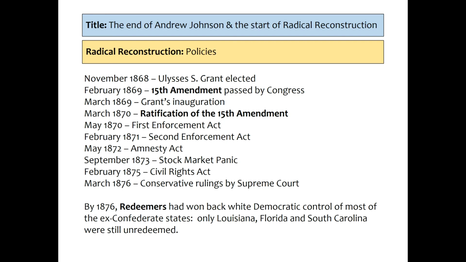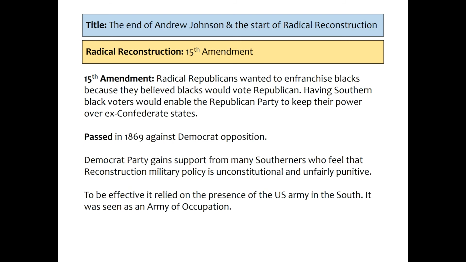So Radical Reconstruction is made up of the 15th Amendment, the Enforcement Acts, and what comes afterwards with the Civil Rights Act. So what was the 15th Amendment? Radical Republicans wanted to give the vote to blacks because they believed that they would vote for the Republicans. Having Southern African American voters would enable them to keep their power and to keep control over the ex-Confederate states. It was passed in 1869 despite massive amounts of Democratic opposition. The Democrats gained support from the Southerners who felt that the Reconstruction military policy was unconstitutional and fairly punitive.